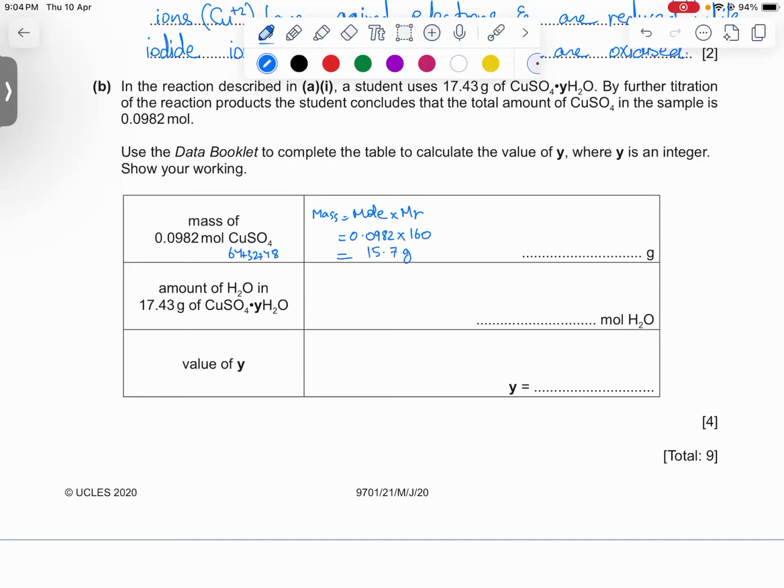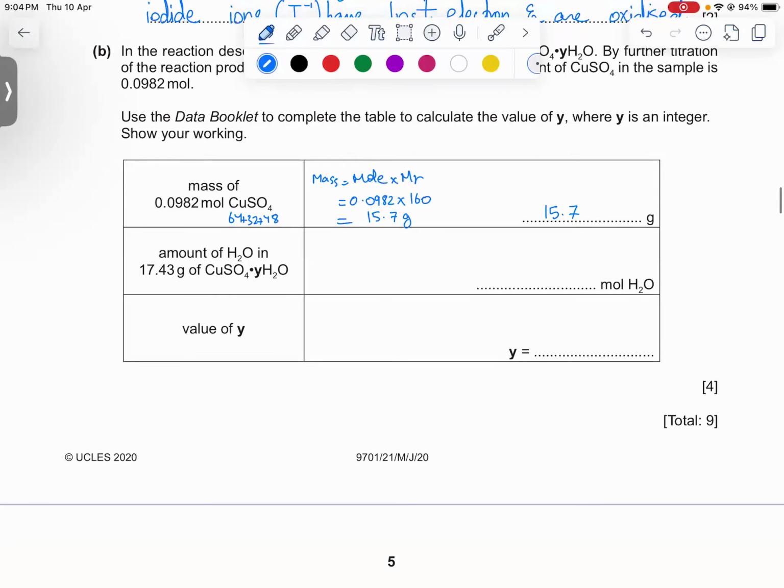15.7 grams. All right, so we have 15.7 grams of copper sulfate over here. Now the amount of H2O: how can we find the moles of H2O? We know mole equals mass upon Mr. But the thing is, we do not know the mass of H2O right now.